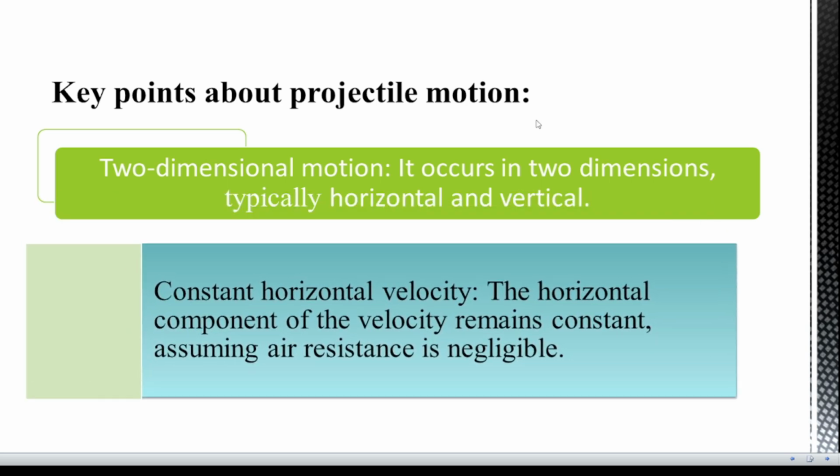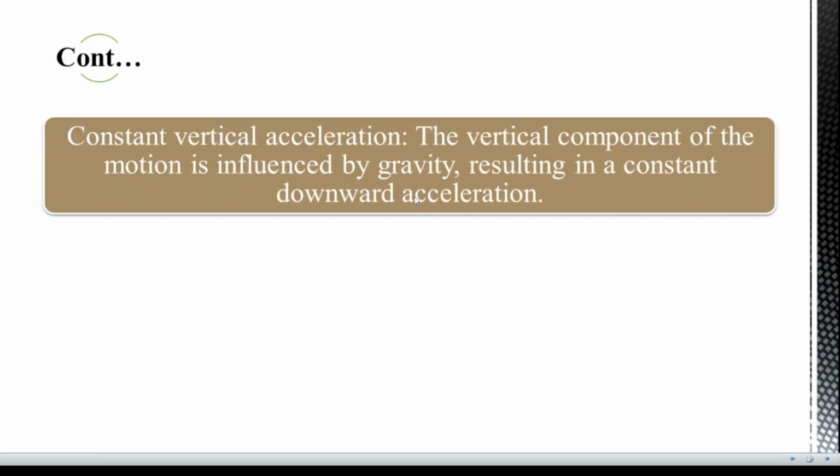Another one is that the horizontal component of the velocity remains constant because air resistance is negligible and ignored, and hence the velocity along the x-axis is never affected. Another one is that the vertical component of the motion is influenced by gravity, resulting in constant downward acceleration.